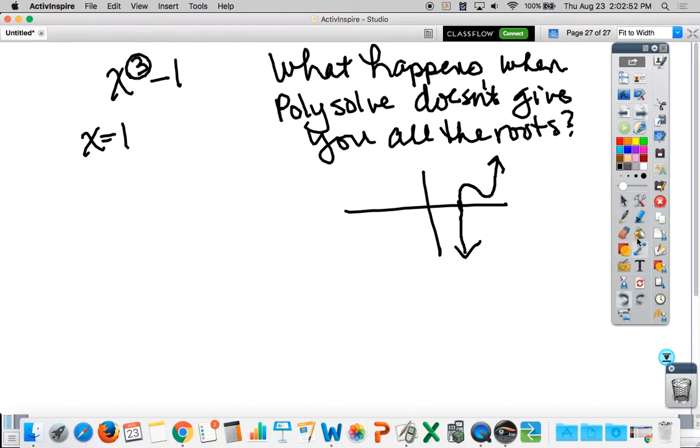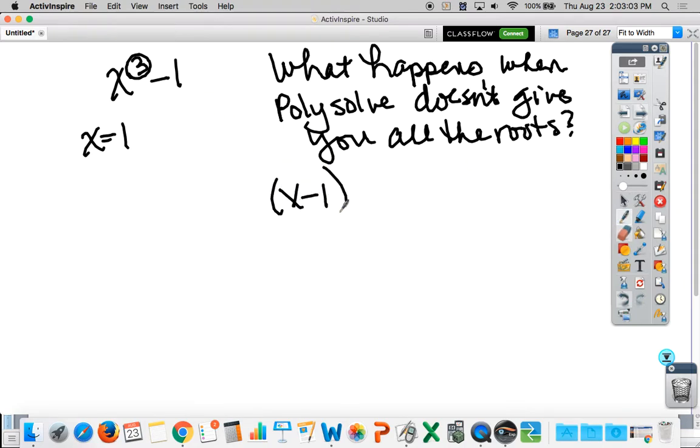So what are we supposed to do about this? How are we supposed to show this in factored form? Because x minus 1 is not the factored form of that. So you can't just say, okay, it's x minus 1, done, 1 and done. No. So what have we been doing? Well, what we've been doing is this.